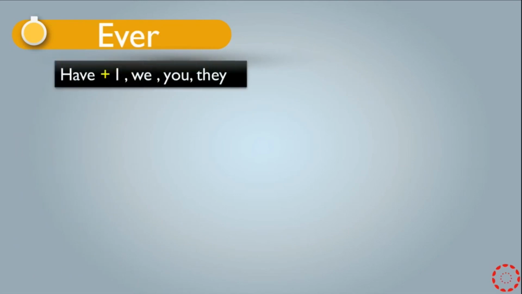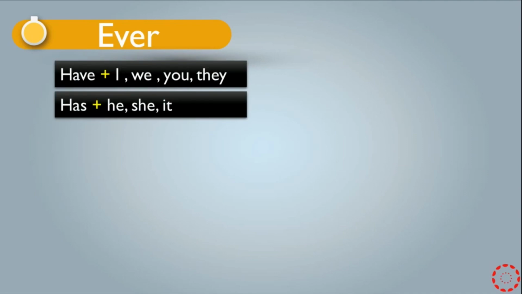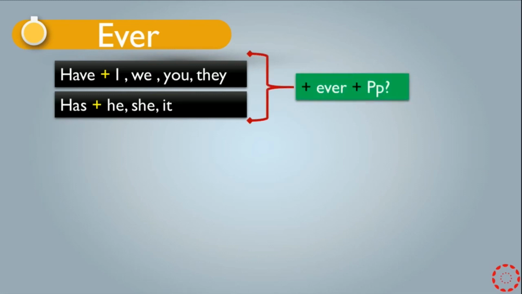Now we have ever. Okay, let's see what ever is. Have plus I, we, you, they, and has plus he, she, it, as I said. So with ever, the rule or the form is like that. Have at the beginning if our subject is I, we, you, they. Has at the beginning if our subject is he, she, it. And both of them are followed by what? Subject, plus ever, plus past participle, and after that a question mark. So we have to know the form. Do not forget the question mark.